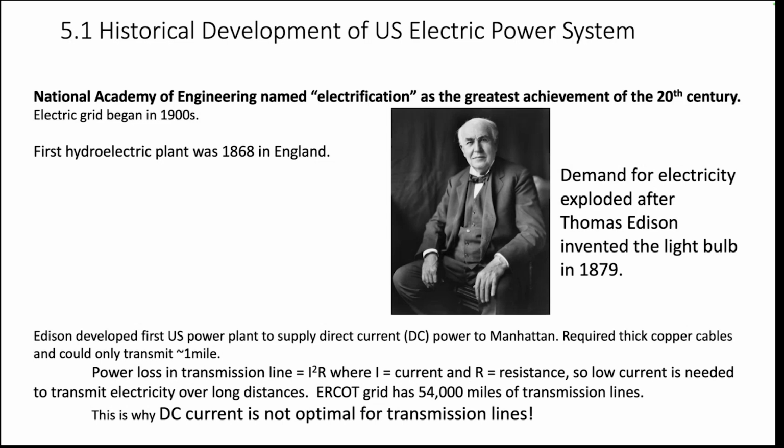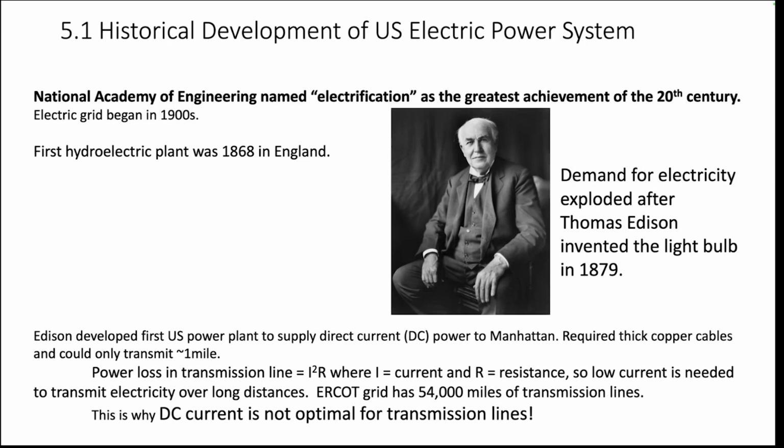The first hydroelectric plant was in 1868 in England, and demand for electricity exploded after Thomas Edison invented the light bulb in 1879. So Edison developed the first U.S. power plant to supply DC power to Manhattan. This required thick cables and could only transmit electricity about a mile. That was the problem with DC power.